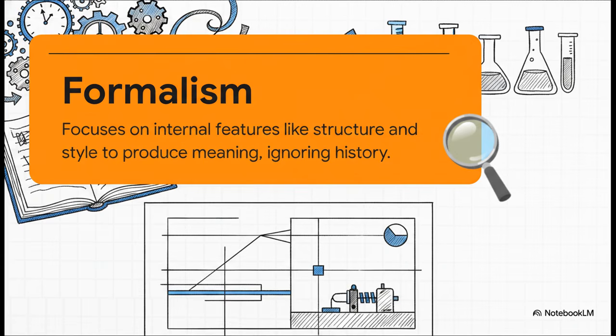Before formalism came along, critics were totally obsessed with moral lessons or trying to psychoanalyze the author. Formalism completely shifts the focus from what is being said to exactly how it's constructed. Basically, they wanted to make the study of literature and art a systematic, hard science.